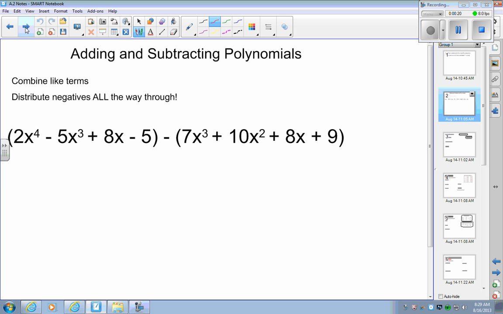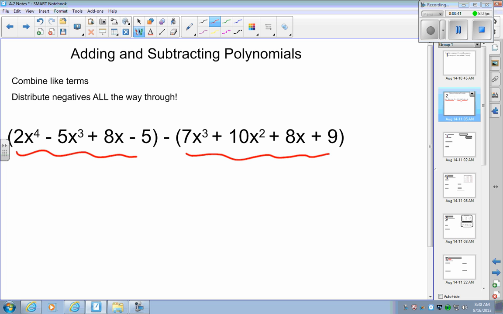So first thing, quick little recap, adding and subtracting polynomials. You guys know polynomials are just a collection of numbers and letters and powers. So you can do a lot of different things with them: add them, subtract them, divide them, multiply them. When you see these, you've got one big polynomial here and another big polynomial here. Think about what it's asking you to do.